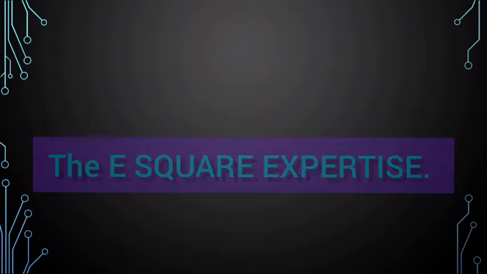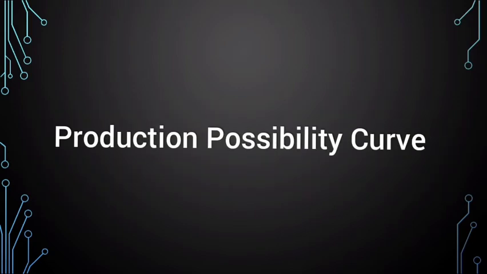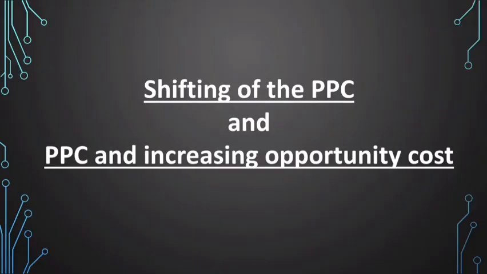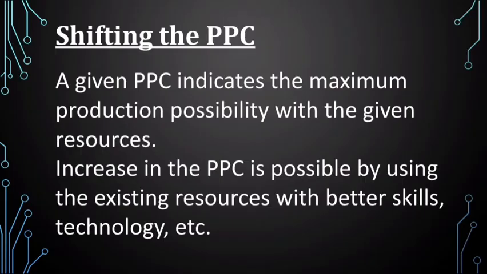In the last video, we saw what is production possibility curve. Today, we will be seeing the shifting of the PPC and PPC with increasing opportunity cost. Now, to understand what is the shifting in the PPC, let us first have a quick recap of what a PPC actually is. So, a PPC indicates the maximum production possibility with the given amount of resources. So, as the resources were limited, we had the initial PPC.